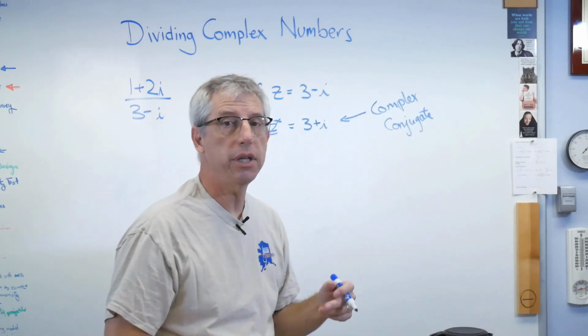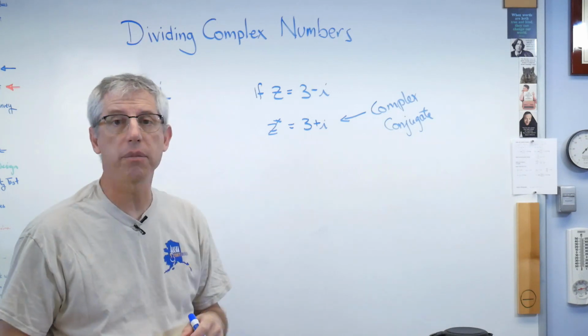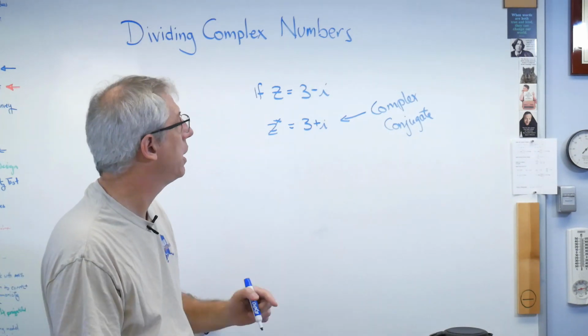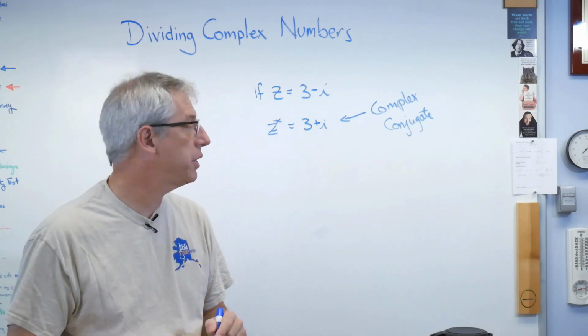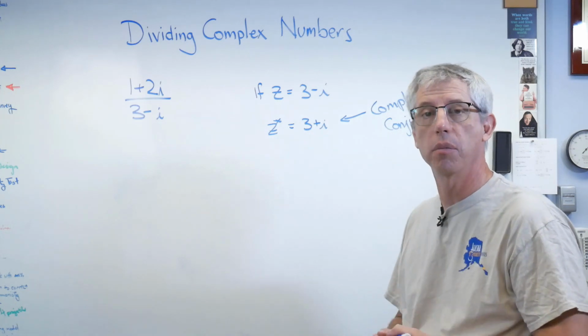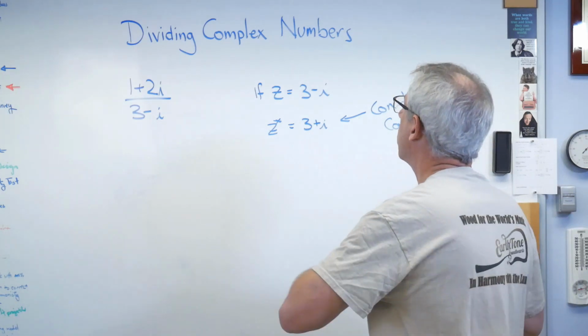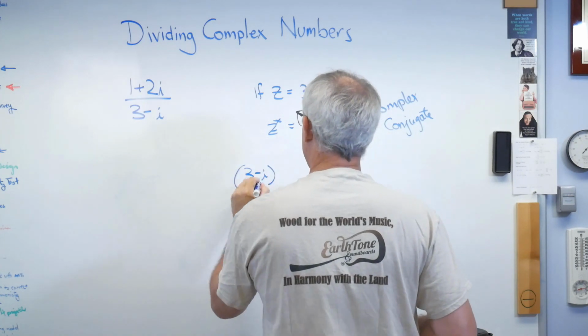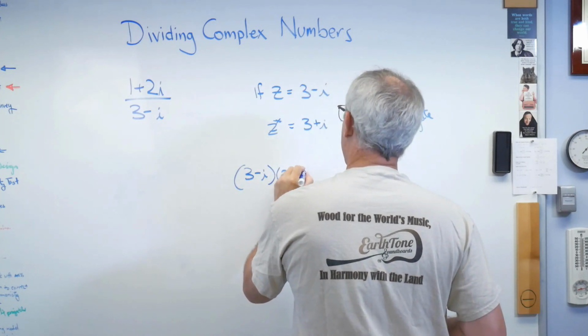Now, when mathematicians see something enough times, they give it a name. It's not always a very helpful name, and maybe this is one of those. But complex conjugates have an interesting property. So let's multiply this number by its complex conjugate. So 3 minus i times 3 plus i.